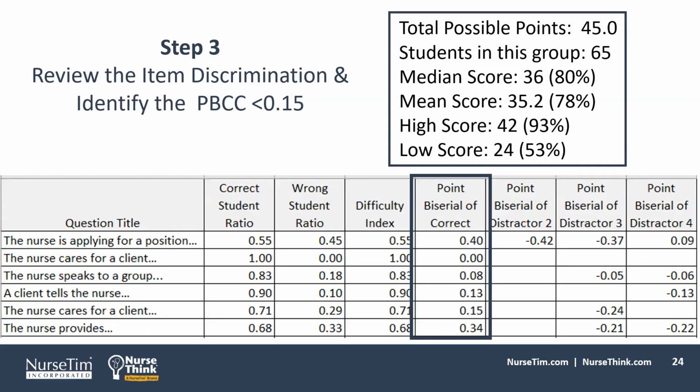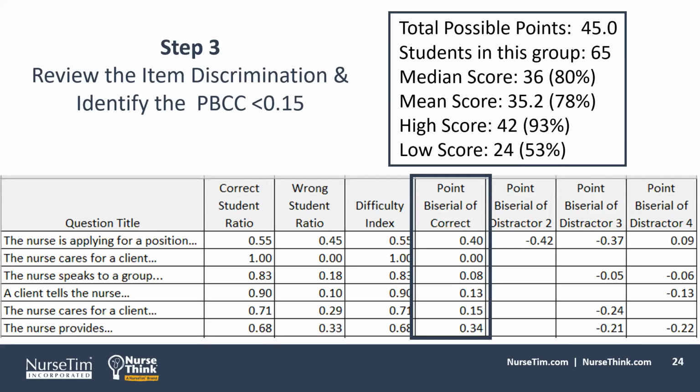So if I look at my point biserial, this discriminates between high performing and low performing students. Question number 1 is a 0.40. That's very positive. That tells me that my high performing students got this item correct. The second one is a 0, and the reason I have a 0 point biserial is because every student in my class got this question correct. Therefore, there is no discrimination between high and low performers because everybody got it correct.